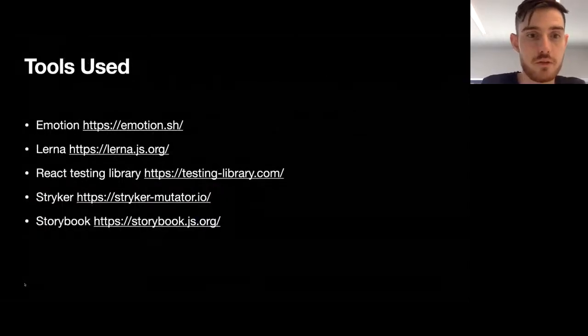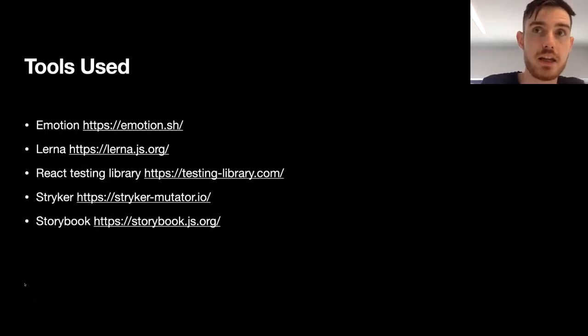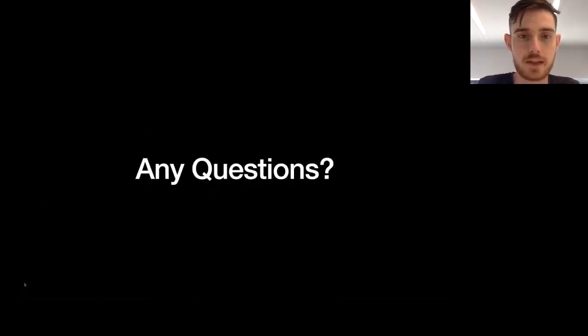So that's it for everything that I've spoken about. I just wanted to quickly put this up here just so that people could see the tools that we use: Emotion for styling, Lerna for the monorepo, React Testing Library for testing, Stryker is the mutation testing framework that I touched on, and then Storybook is that great local development tool. And so that's it for my talk.